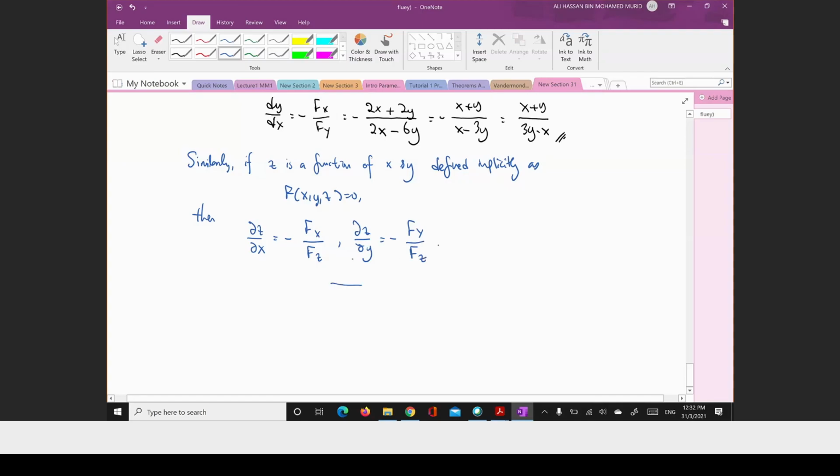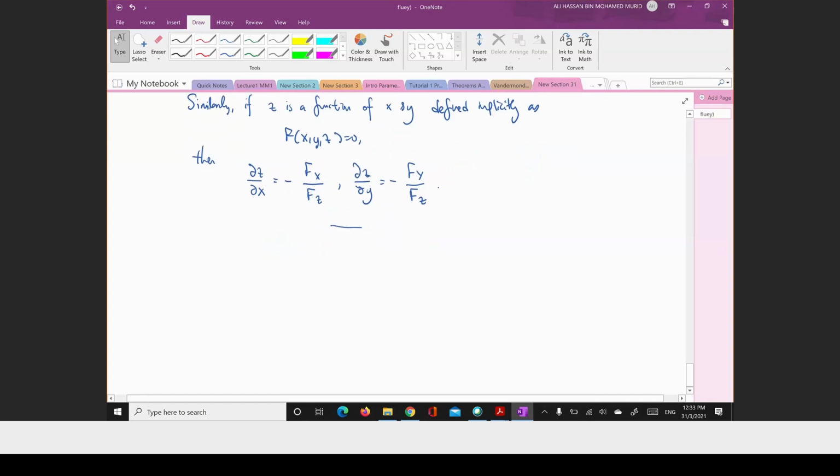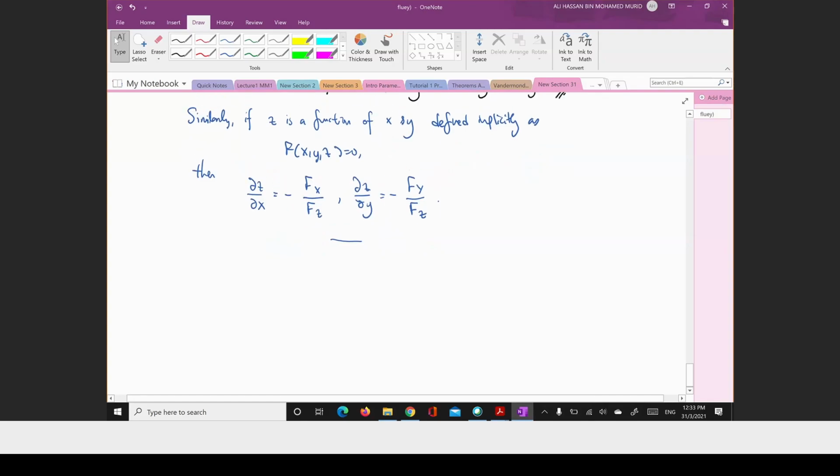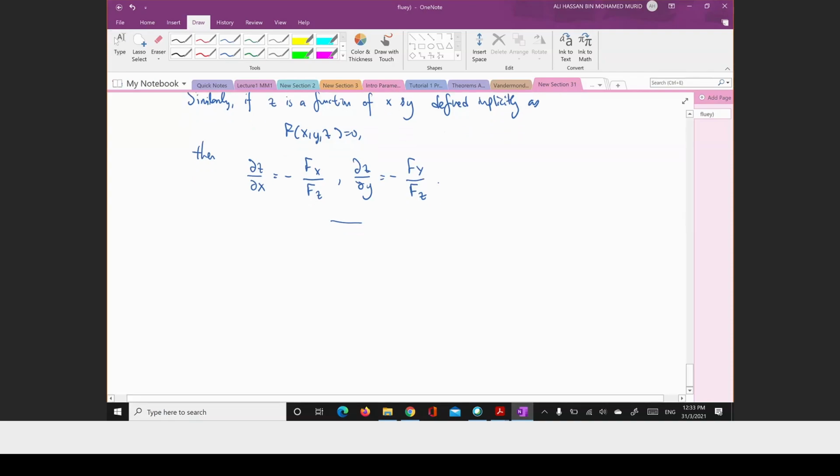Now, this is the extension of the previous formula to a function z of two variables x and y defined implicitly as f(x, y, z) equal to 0. This also can be determined from our chain rule. So how to prove this? Let me prove this.